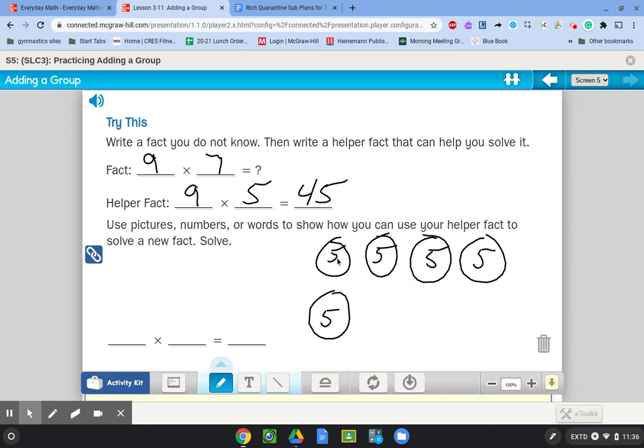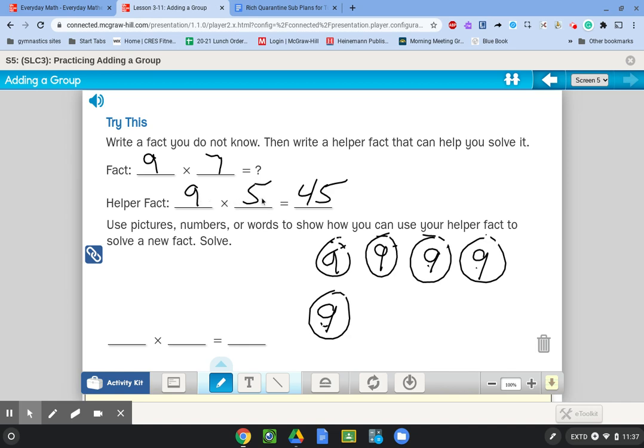So here's 1, 2. Oh, I did that wrong, didn't I? Let me fix that. Okay, so 1, 2, 3, 4, 5 groups of 9. I had 5 groups of 5 before. It's 5 groups of 9. So you can see I have 1, 2, 3, 4, 5 9s.